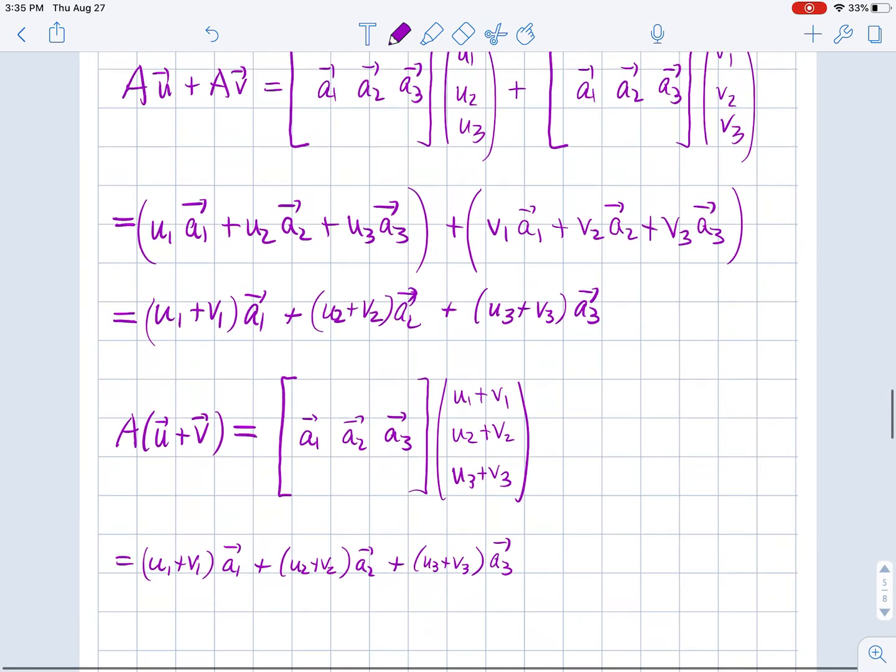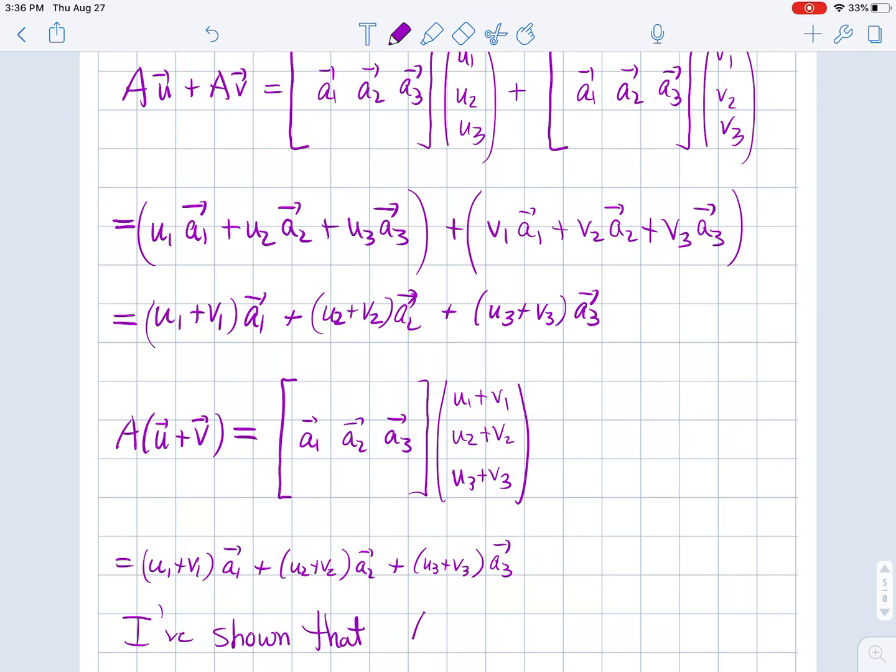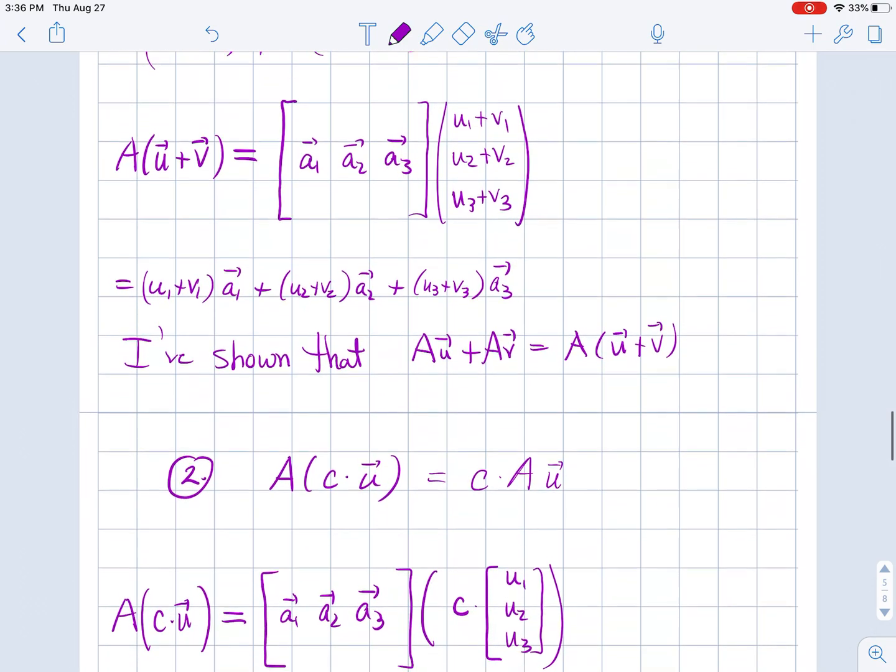And so what I've shown, if I zoom out, is that A times u plus A times v is the same as A times (u plus v). Okay. And that's pretty nice. We're going to see this is something called a linearity property of matrix multiplication.